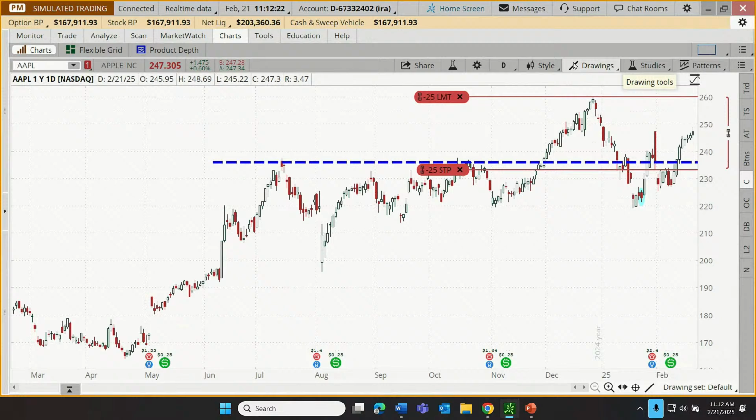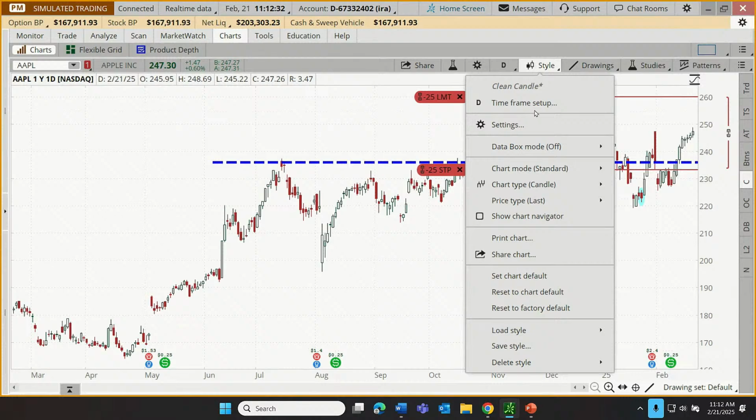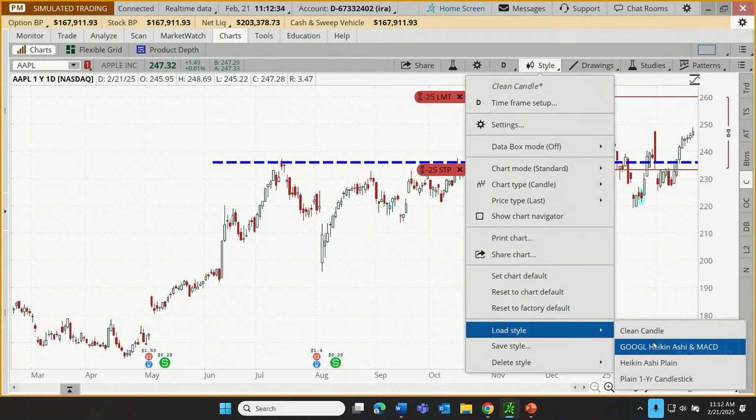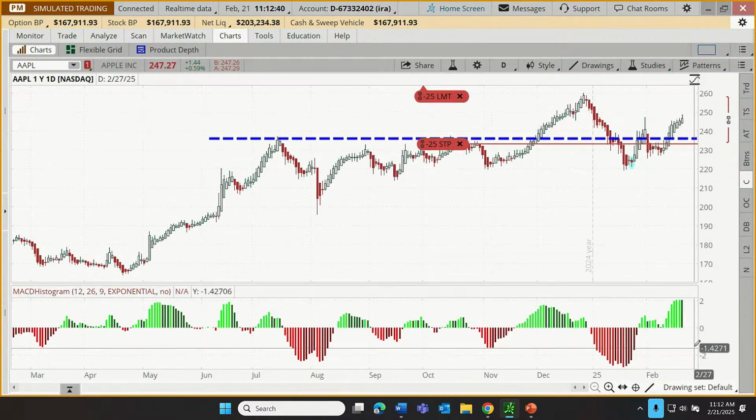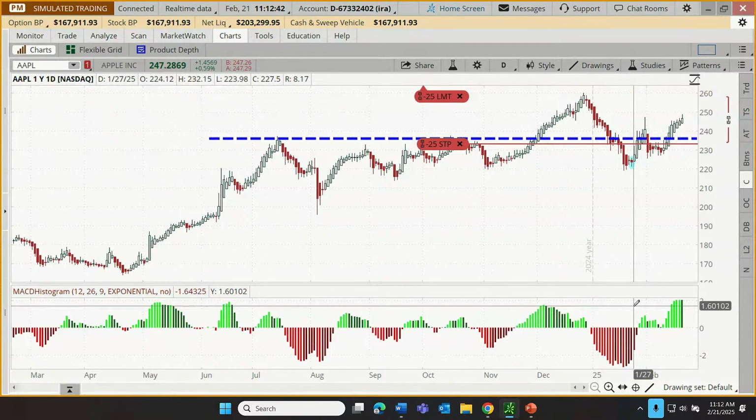Alphabet. Now, with Alphabet, though, we were using a different candle type, which is a style of chart rather than a study or an indicator that's been added to the chart. So I'm going to go to my styles and load up our style, which was Google, using Heikin-Ashi candles and a MACD histogram. Let's see. Bob says, clarification, the ribbon study I was thinking of was a composite tape index.